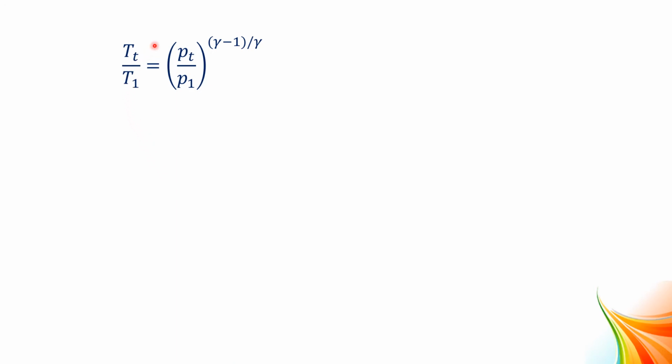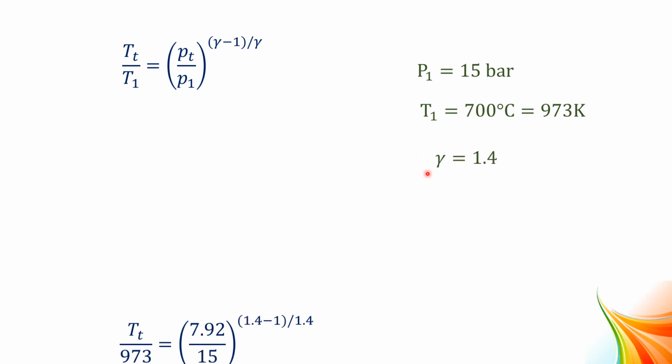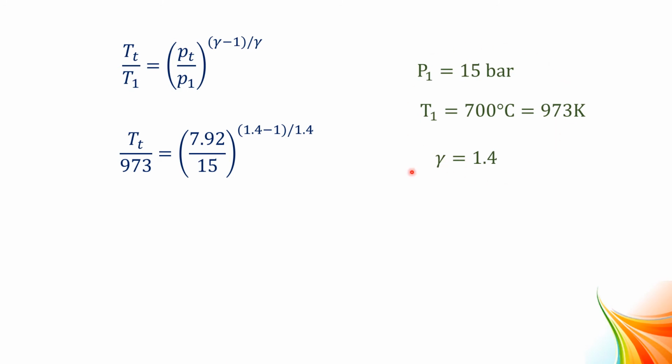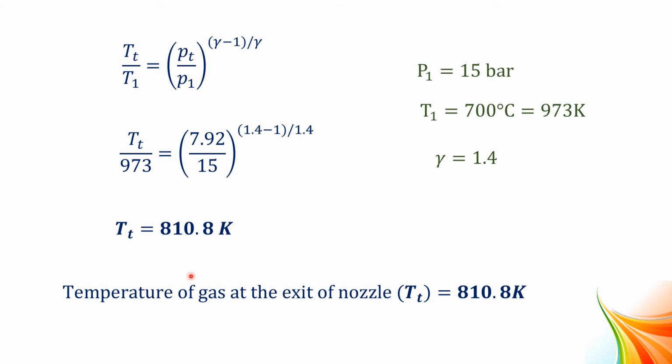Now the equation Tt divided by T1 equals (Pt by P1) to the power (gamma minus 1) by gamma. The P1 value is given in the problem, which is 15 bar, and temperature T1 equals 973 Kelvin. Gamma value is given as 1.4. Now substituting these values in this equation, we get Tt equal to 810.8 Kelvin. The temperature of gas at the throat Tt equals 810.8 Kelvin.